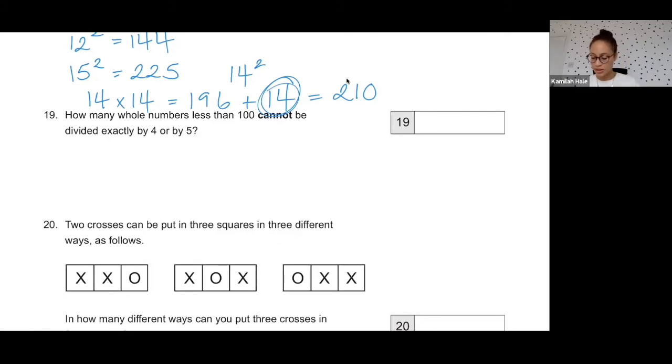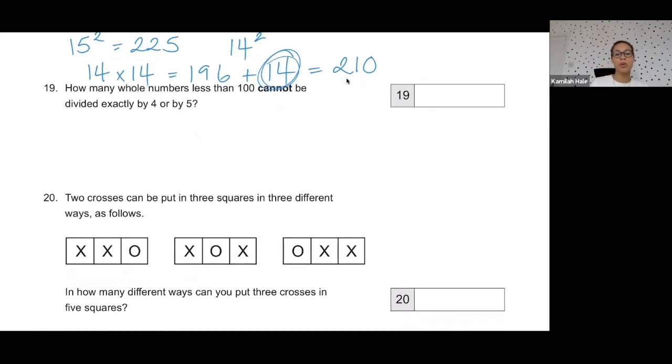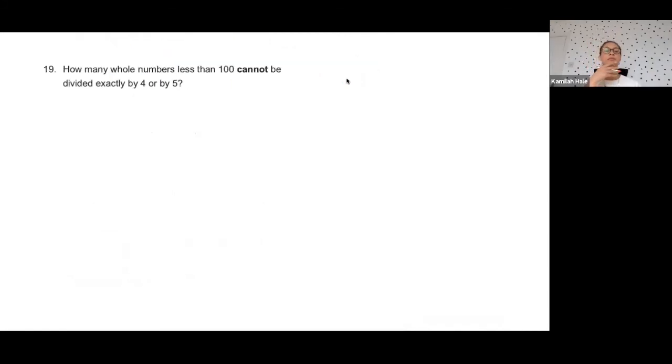Okay, let's have a look. How many whole numbers less than 100 cannot be divided exactly by 4 or by 5? I'll give you a few seconds to have a think about how you might be able to approach this. It might help to imagine your times tables.